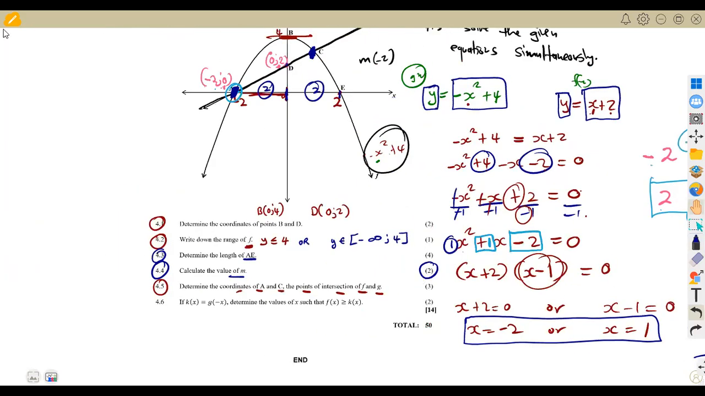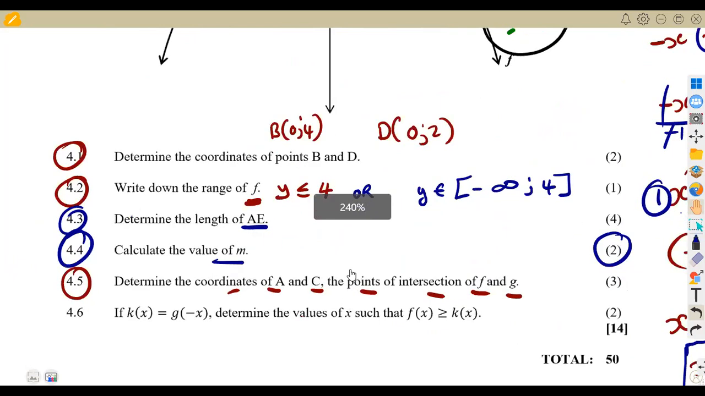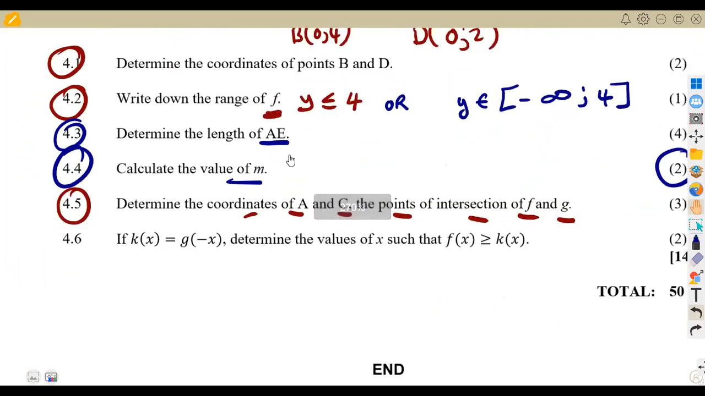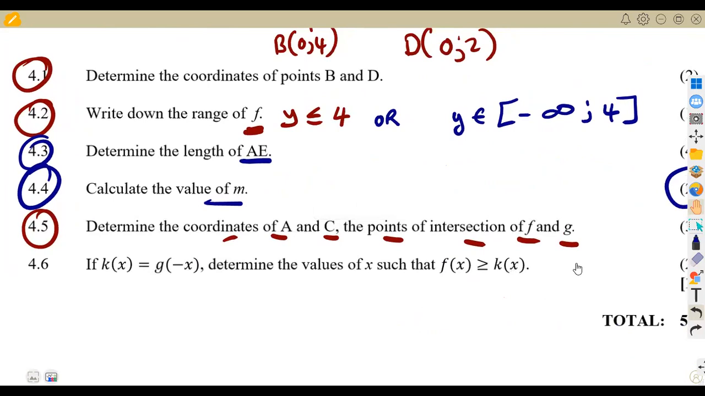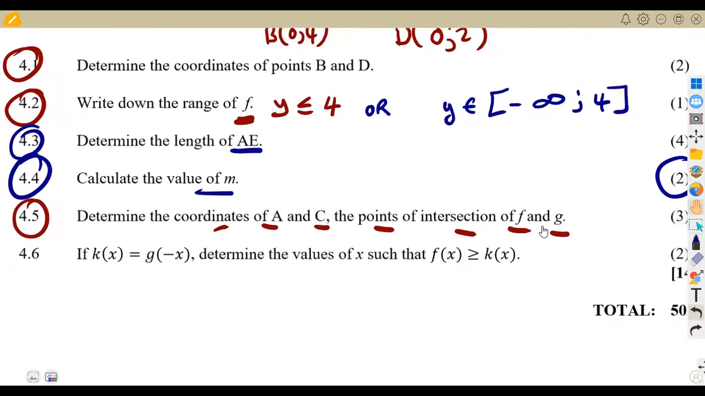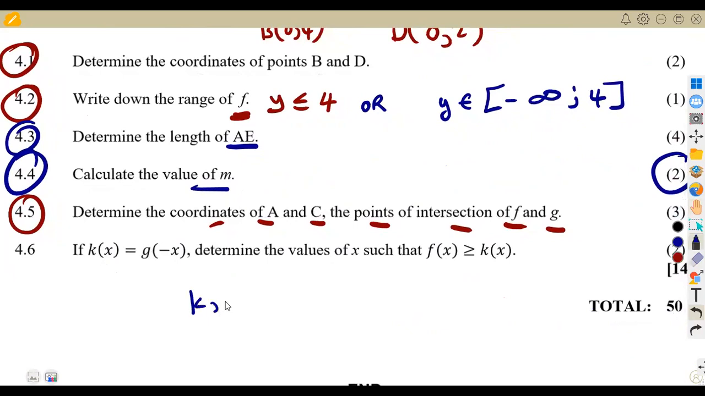And the last part of our question was a type of question that you just have to understand. They're saying that k(x), this function that you're considering, is equal to g(minus x). It's a transformation that we understand, which is a reflection. Remember, it's a reflection that happens in the y-axis. This one is a reflection in the y-axis.